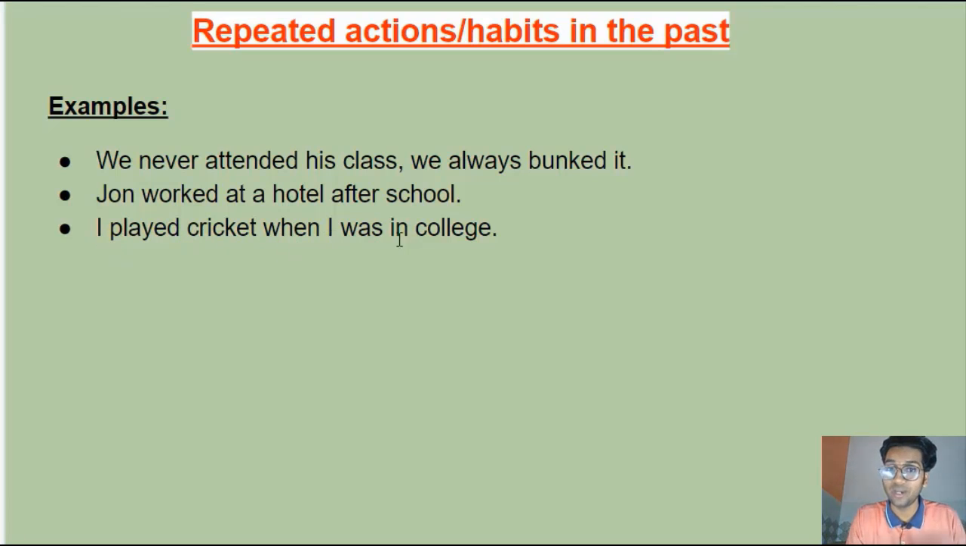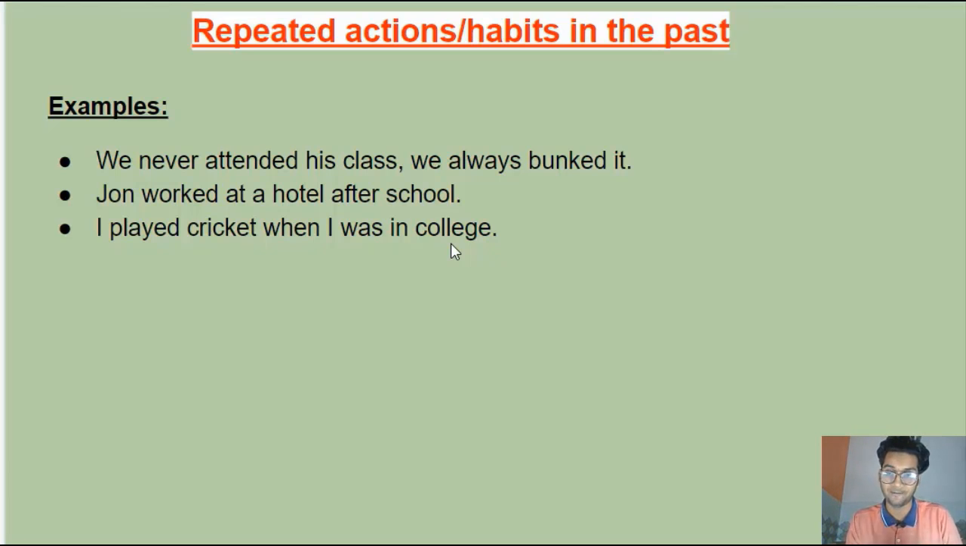I played cricket when I was in college. This is something I did when I was in college. So you at least spend 2 years or 3 years in college, right? So when I was in college, I did this action. I played cricket over and over again. It's not like that I just played cricket for once and I never played it. No. In my college time, I did this over and over again.